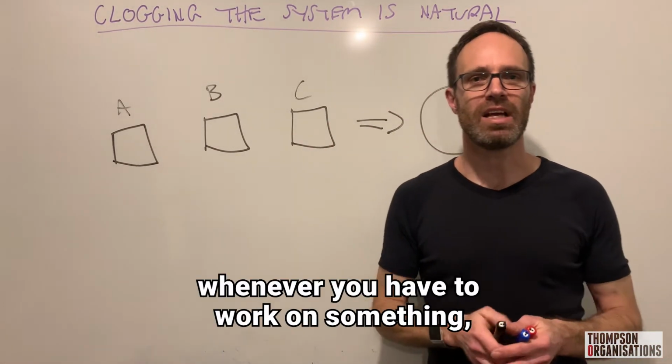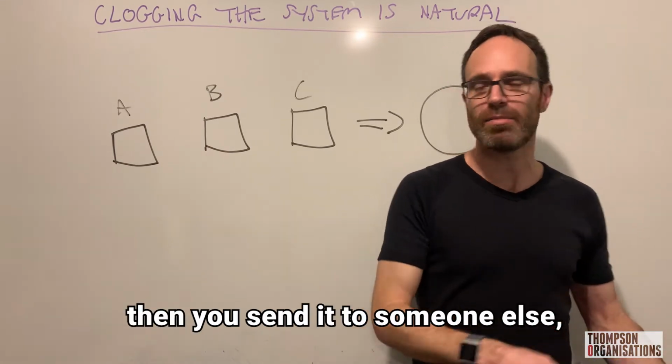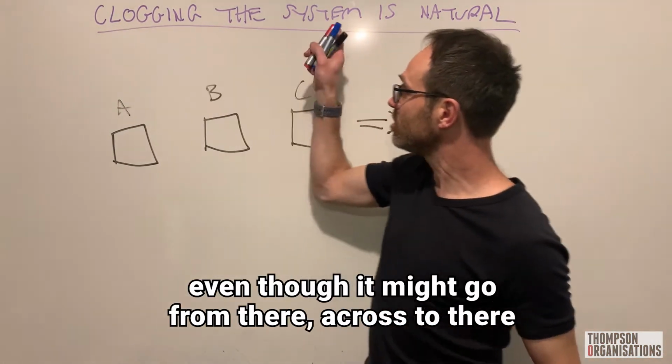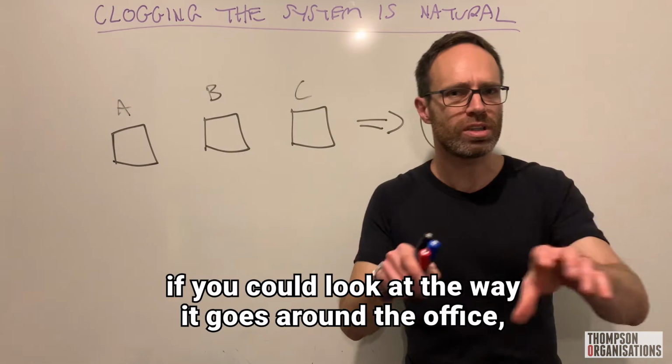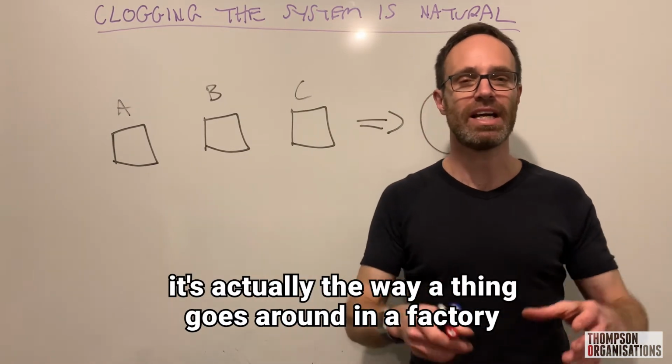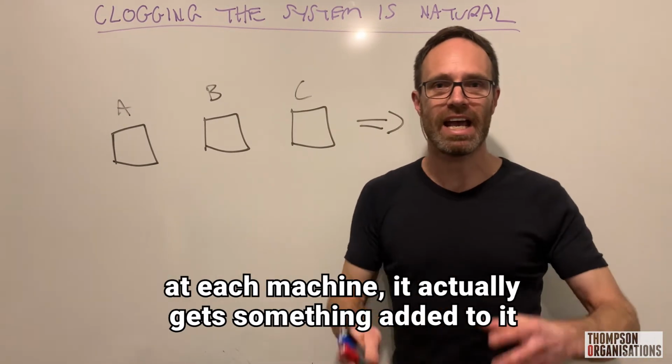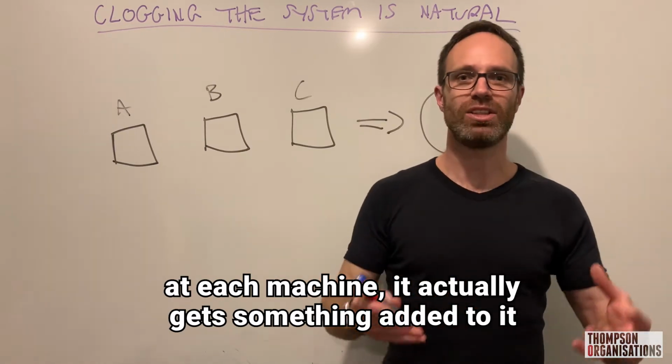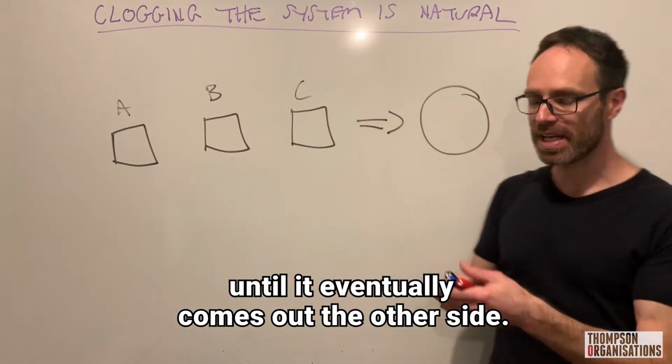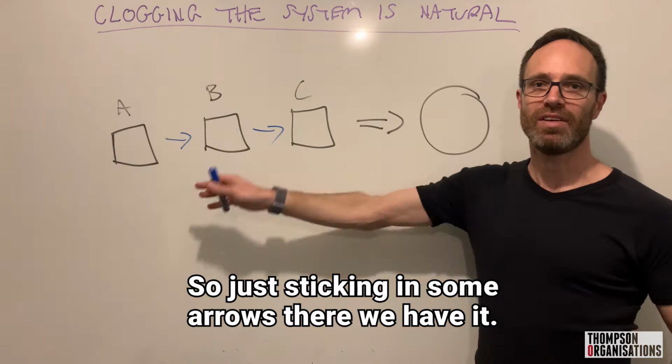But in the workplace, whenever you have to work on something, then you send it to someone else, even though it might go from there, across to there, round to there, over to there. If you could look at the way it goes around the office, it's actually the way a thing goes around in a factory. At each machine, it actually gets something added to it until it eventually comes out the other side. So just sticking in some arrows, there we have it, A to B to C.